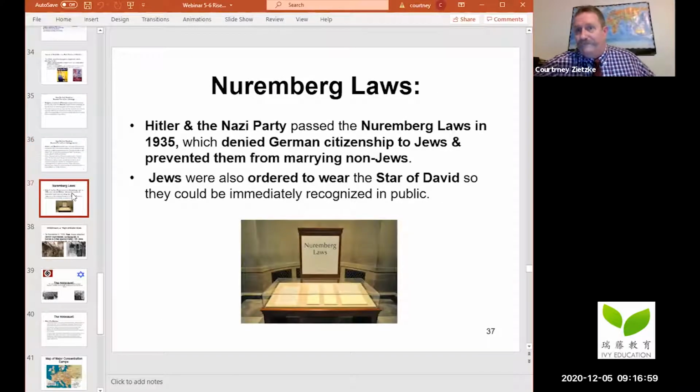Okay, the Nuremberg laws. Hitler and the Nazi Party passed the Nuremberg laws in 1935, which denied German citizenship to Jews and prevented them from marrying non-Jews. Jews were also ordered to wear the Star of David so they could be immediately recognized in public, and eventually they could be recognized and put into the trains that would take them to the concentration camps where they would be victims of the Holocaust. And as you know, the Holocaust can be summed up very simply: systematic extermination of these people. Very, very sad and very troubling.